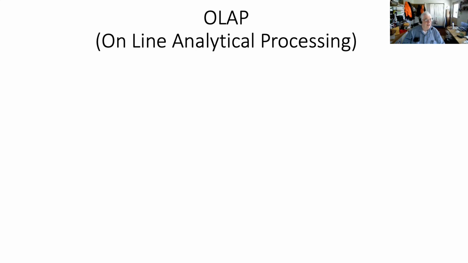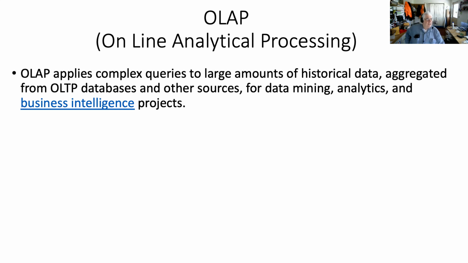Okay, the next type of transaction is OLAP, online analytical processing. It applies to complex queries of large amounts of historical data, aggregating from OLTP databases and other sources for data mining, analytics, and business intelligence projects. And so you reach a point where you don't want to risk your OLTP activity, or you just can't, the system doesn't have enough cycles in it to support OLTP and OLAP.